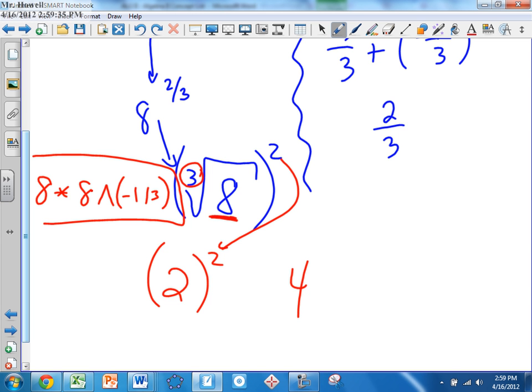8 times 8 to the negative 1/3. So try typing in our given function, 8 times 8 to the negative 1/3, in your calculator, and make sure that you do end up getting 4 as your answer. So you can always check these. Now, seriously guys, in the SAT, do it on your calculator. Don't show all the work.